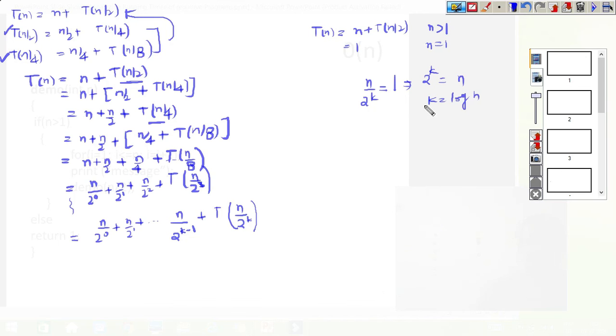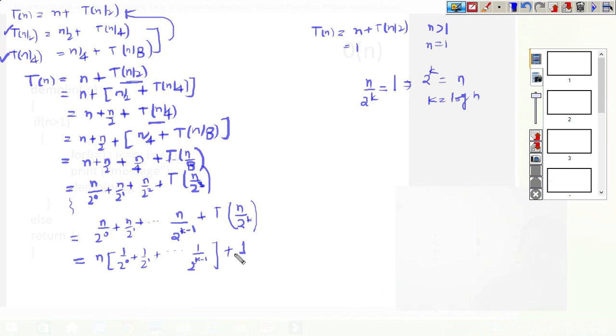So we need to replace this value in this equation, and what we will get here, you can replace, and also you can just take n common, so you'll get 1/2^0, 1/2^1, 1/2^2, and so on, up to 1/2^(k-1), plus 1.